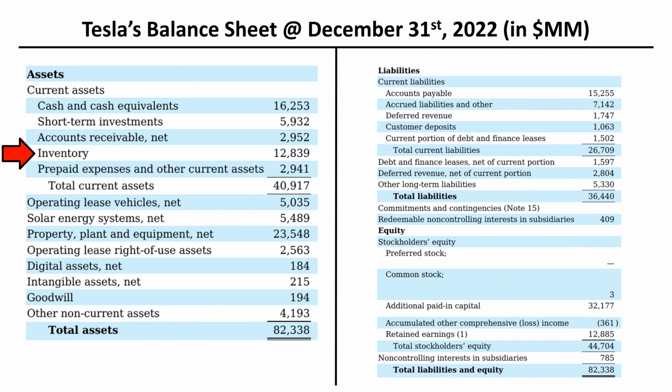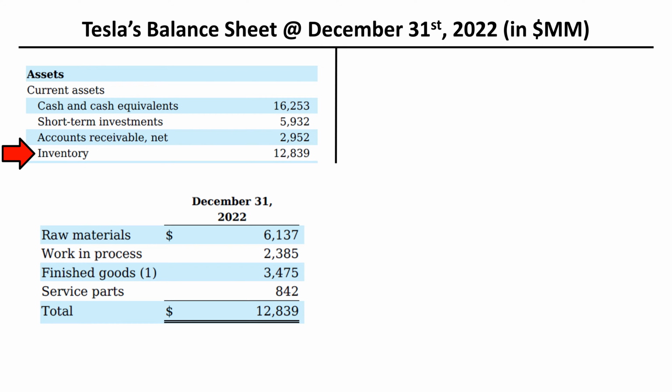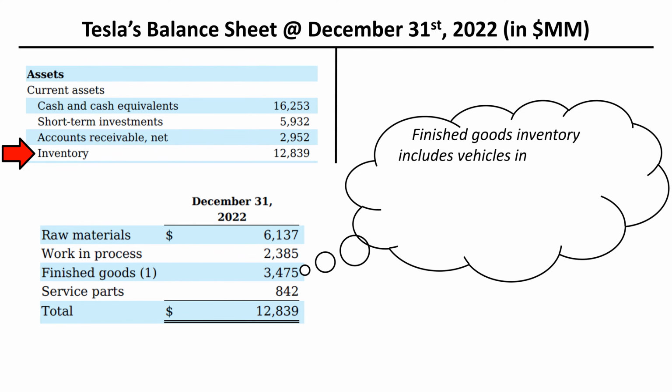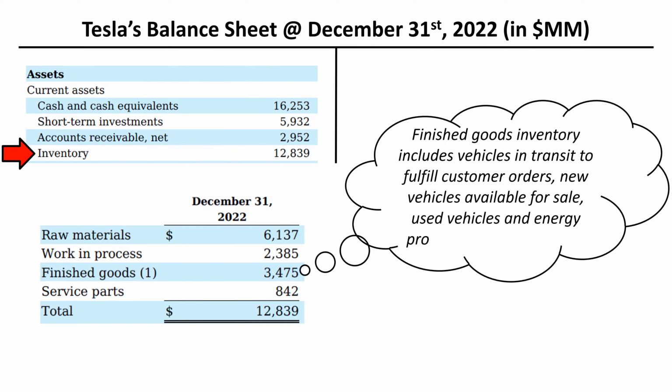Inventories of $12.8 billion. Is that the value of all the cars in dealerships and warehouses waiting to find a customer? Not really. Once again, the notes to the financial statements provide the detail we need. $6 billion, nearly half of the total value, is in raw materials. Tesla has stocked up on raw material for the big production year ahead. $2.4 billion is work in process. $3.5 billion is finished goods inventory. This includes vehicles in transit to fulfill customer orders, new vehicles available for sale, used vehicles, and energy products available for sale.